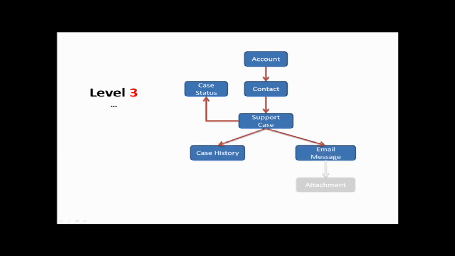Continuing the same concept, if you wanted to include the case history and email messages for the support cases, click the Level 3 drop-down menu item. Similarly, if you want to include the attachments for those email messages, click the Level 4 drop-down menu item. To achieve the same result, you could also click the Level N drop-down menu item to select all related object records for the highlighted accounts.